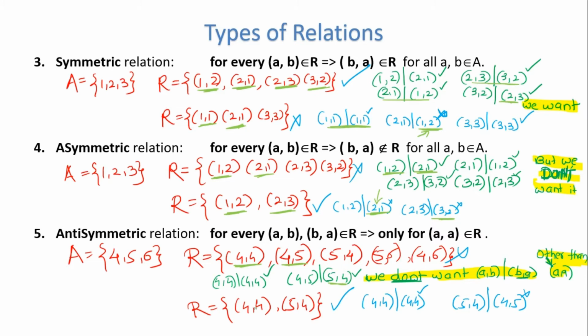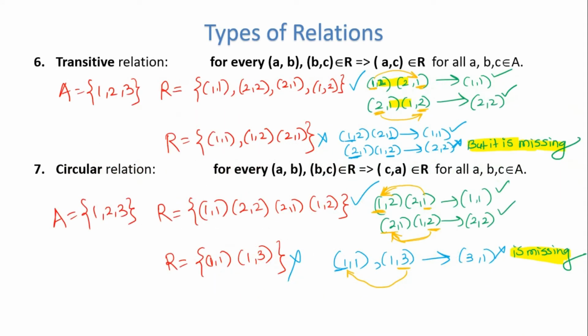Next example is (4,4) and (5,4). Now for (4,4), their mirror image is present. Okay, no problem. For (5,4), I don't want its mirror image in my relation, and that is not present. It means I completed and checked that for every pair (a,a), their mirror image is present in my relation, and for the pair (a,b), its mirror image (b,a) is not present in my relation. So this relation is anti-symmetric relation.